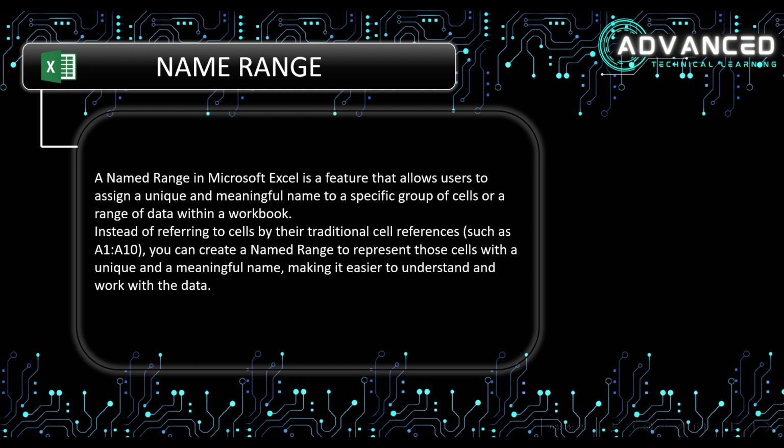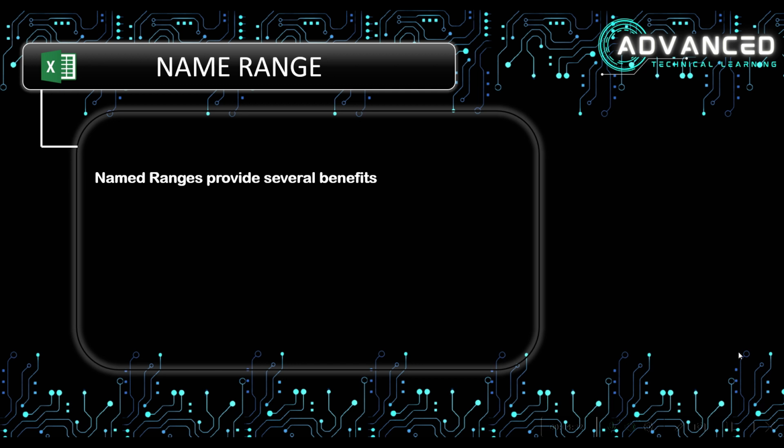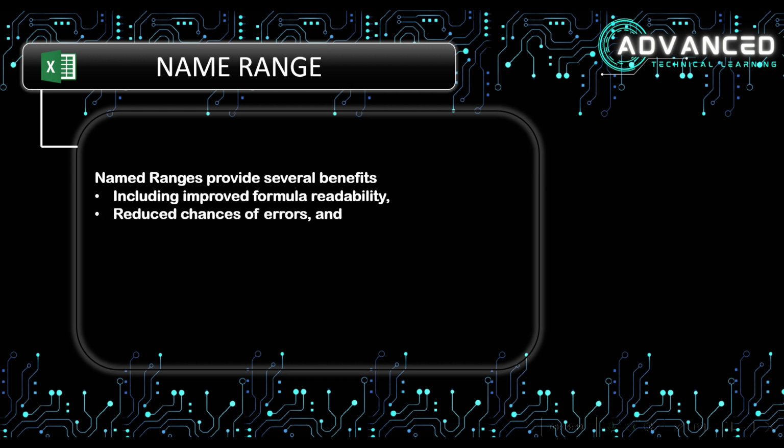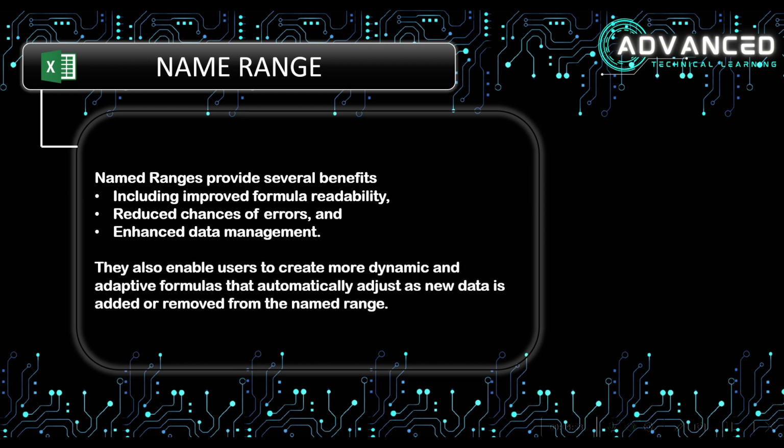with the data. Name range provides several benefits including improved formula readability, reduced chance of errors, and enhanced data management. They also enable users to create more dynamic and adaptive formulas that will automatically adjust as new data is added or removed from the name range.